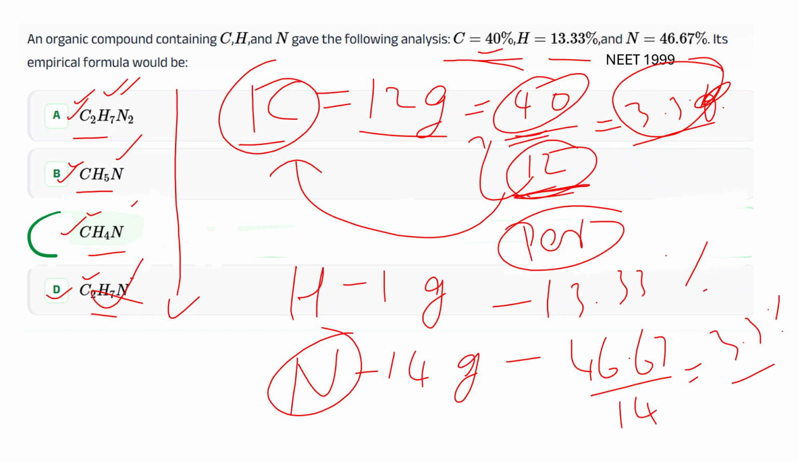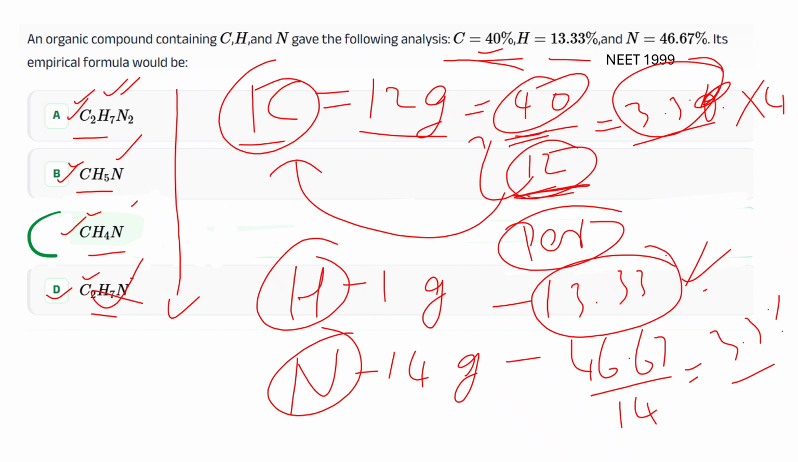Hydrogen is 13.3 percentage. So what is the ratio between carbon, nitrogen, and hydrogen? If you multiply 3.3 with 4, you will get 13.33, which means hydrogen is present 4 times higher than carbon and nitrogen.